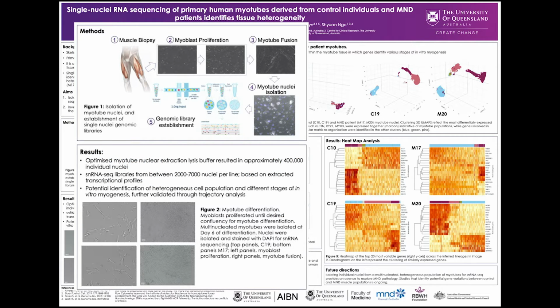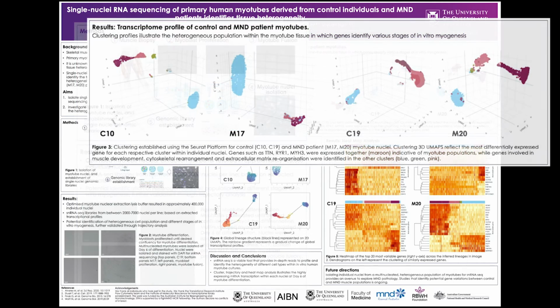Myoblasts were extracted from human muscle biopsy tissue, then proliferated until desired confluency. After this time, they underwent myotube differentiation. At day 6, the myotube nuclei were isolated using a nuclear extraction method, stained for DAPI, and nuclei purified using FACS. The nuclei were then sent to a sequencing facility for preparation and establishment of the genomic libraries and RNA sequencing. Once the data was finalized, a pre-processing pipeline was developed for this dataset.